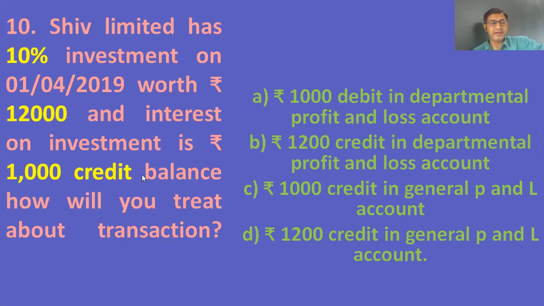So it is very clear that 200 should be shown as an income on credit side, plus 1,000. So 1,200 should be shown on credit side of which account? Sir, it should be shown on credit side in general profit and loss account. So 1,000 plus 200, that is 1,200 credit amount, should be shown as an income in general profit and loss account.